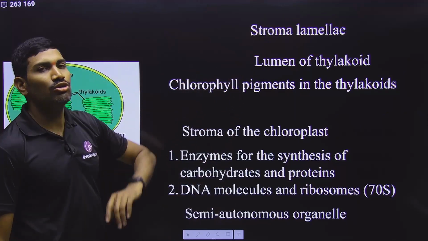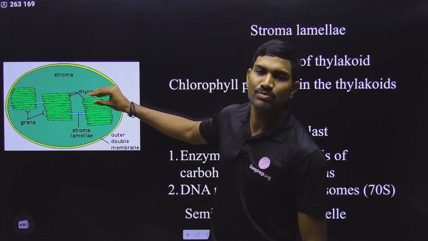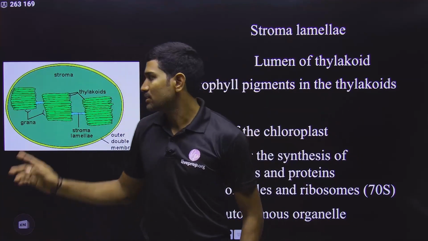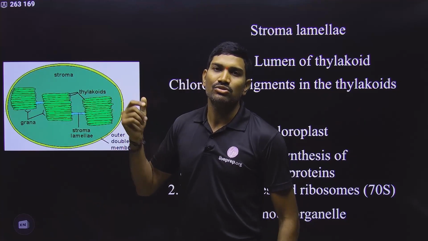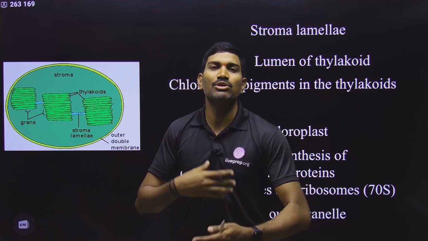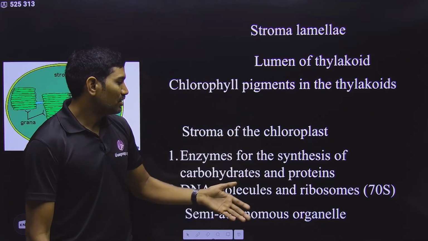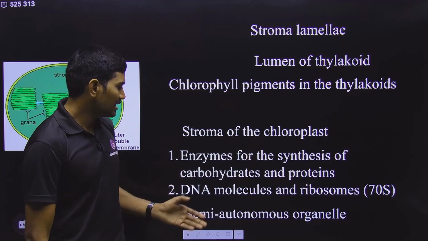Clear? Next one, what is the lumen of thylakoid? Inside each thylakoid there is a space. That space is called the lumen of thylakoid. And these thylakoids are involved in photosynthesis because they have the pigments. In this way light energy will be trapped and used for synthesis of chemical energy. Within the stroma there are enzymes for the synthesis of carbohydrates because the dark reaction takes place there.